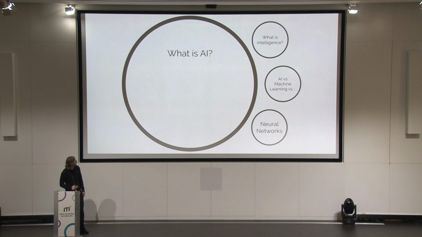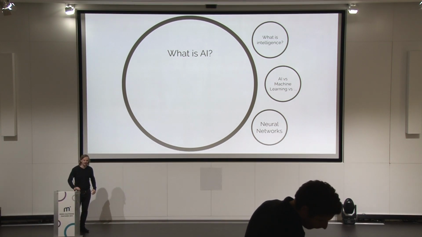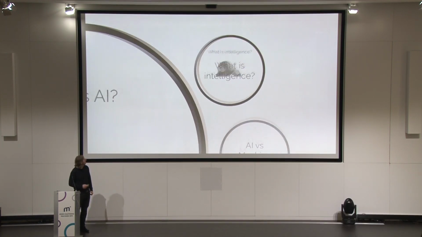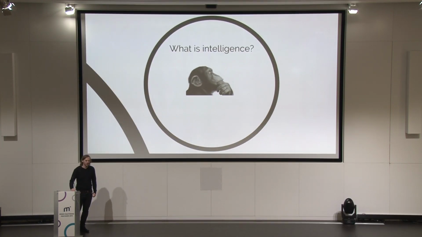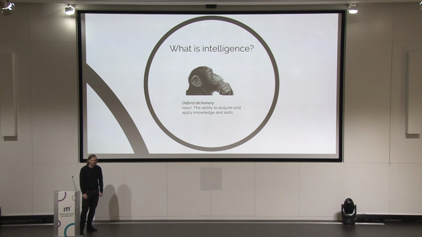The first question, what is AI? It was touched upon briefly in the keynote speech. The big problem here is, what is intelligence? How can we define artificial intelligence if we struggle so hard to define what intelligence is? Philosophers have spent their whole life trying to define what intelligence is. One definition I picked up off the reliable internet is the ability to acquire and apply knowledge and skills.